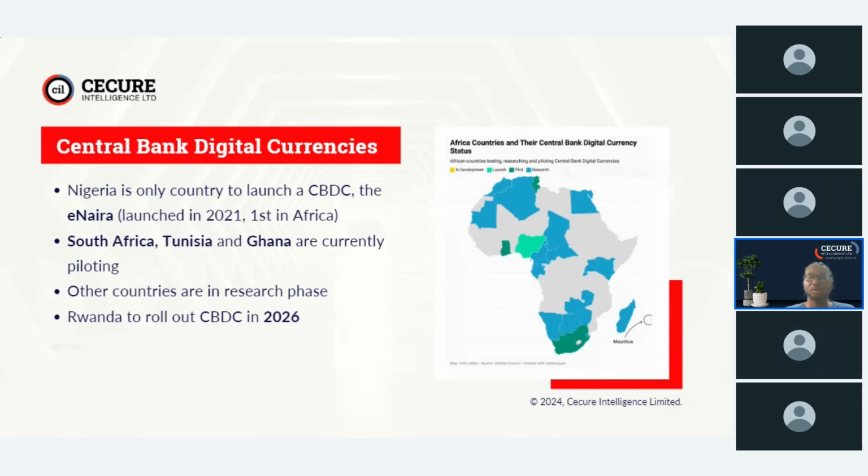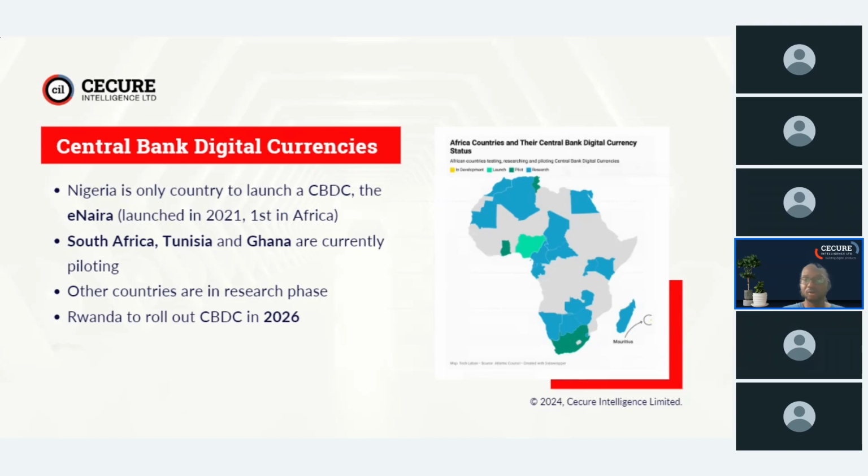Currently, there are some countries also piloting their own central bank digital currencies. South Africa is testing it out, Tunisia is testing it out, and Ghana is also testing. Ghana was supposed to launch their digital currency, the eCedi, last year, but because of economic constraints, they had to postpone it. So we might be seeing Ghana launch their eCedi later this year, or sometime next year. And some other countries are currently in the research phase when it comes to their CBDC. They're researching to see how to make it more feasible.